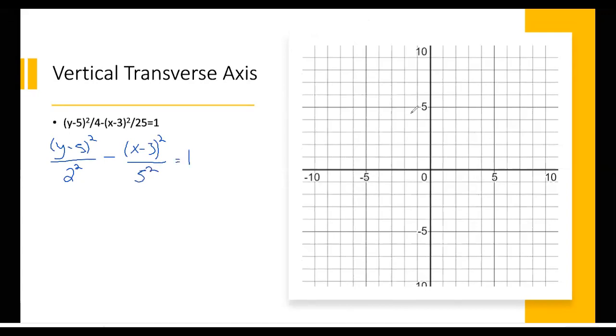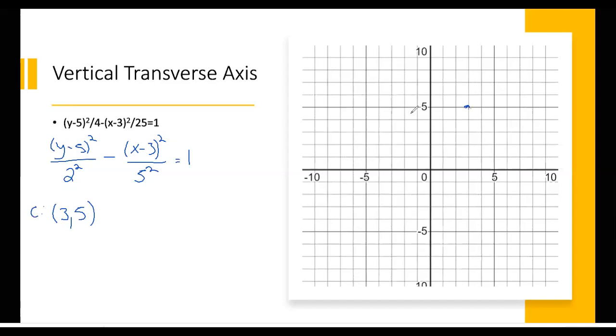Okay. So our center we get from our points, y minus 5, x minus 3. So our center is at 3. We move 3 in our x direction. We move 5 in our y direction. So this is our center. I'm going to go ahead and put that on here. This is our center.